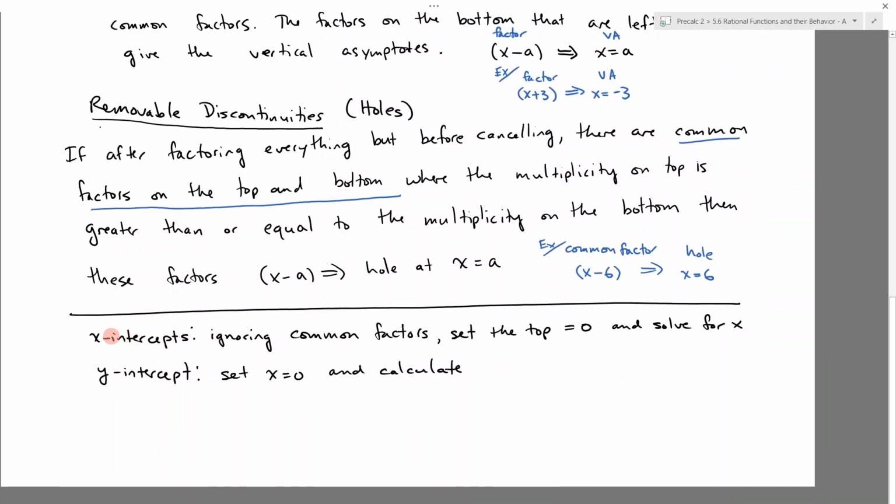And then finally, for x-intercepts and y-intercepts, this is similar to what we've always done. For x-intercepts, you just set the top equal to 0 and then solve for x, because a fraction is equal to 0 when the top is equal to 0. And for the y-intercept, you set x equal to 0 and calculate.